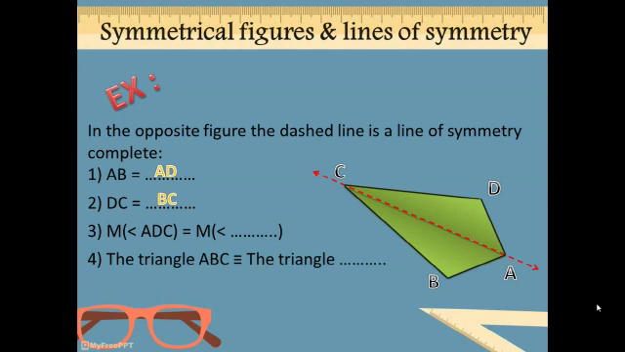What about the measure of angle ADC? Where is ADC? The angle ADC, yes, it's here. It's equal to its corresponding angle, ABC. Our line of symmetry will divide this figure into two congruent triangles. Thus, triangle ABC is congruent to the triangle ADC.